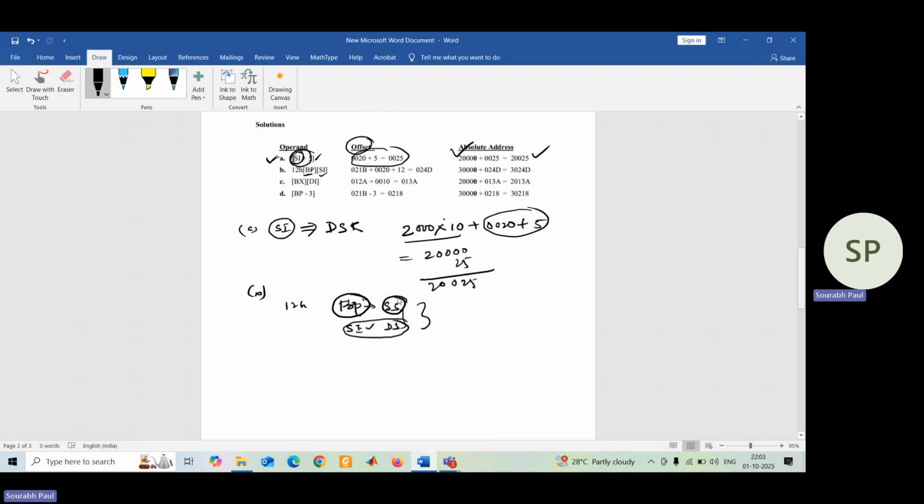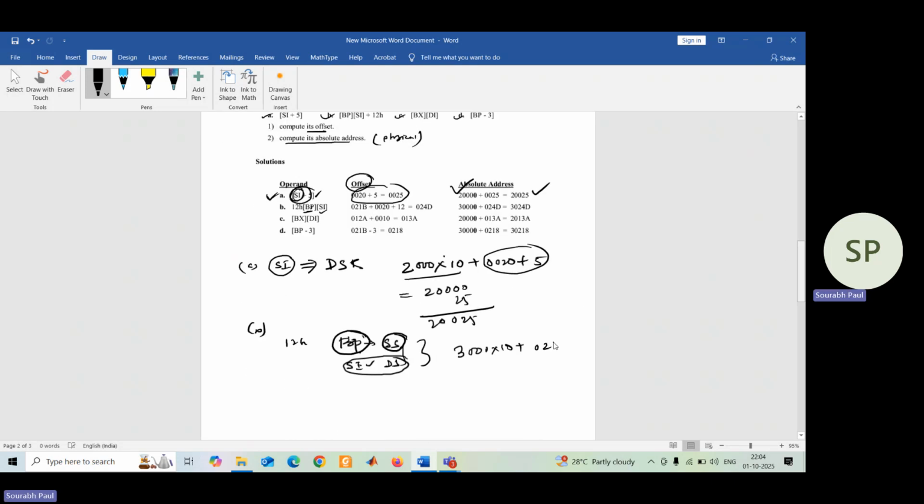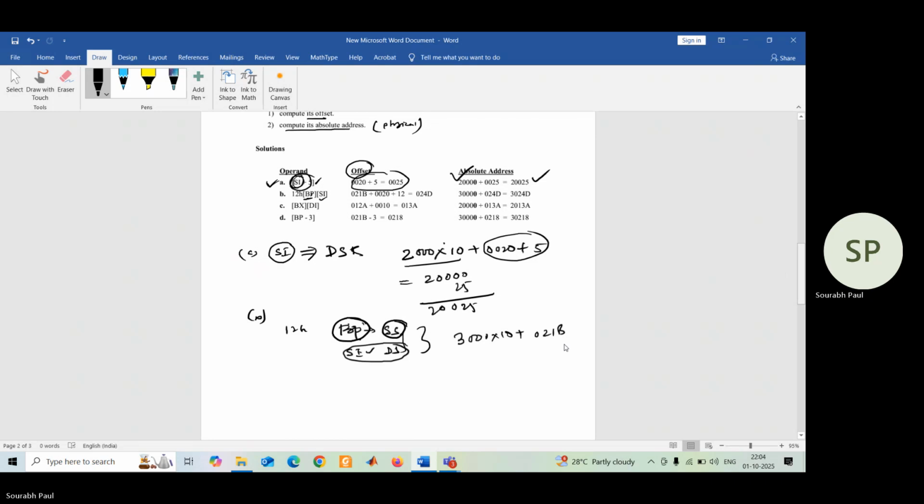So as my corresponding segment is stack segment, and stack segment value is given as 3000 in this question, we take 3000 multiplied by 10, plus the value of BP. In this question, the value of BP is given as 021B, and SI value is given as 0020, and the relative value is given as 12. So this resultant will be the physical address for this particular thing.